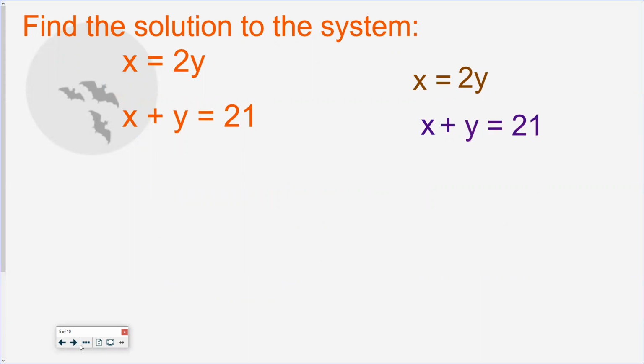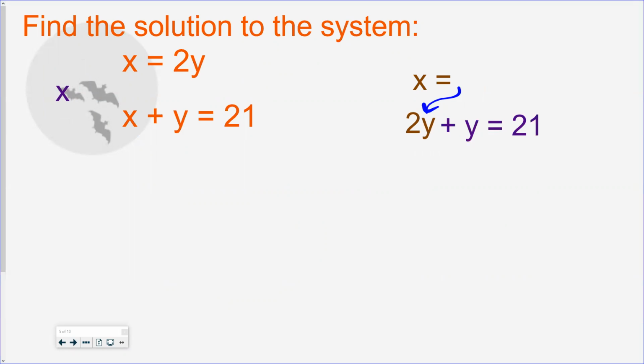Next, what if they tell me x equals 2y and they give me x plus y equals 21? Well, I'm going to do the same thing. This time they told me 2y equals x. So in my second equation, I'm going to replace my x here with 2y.